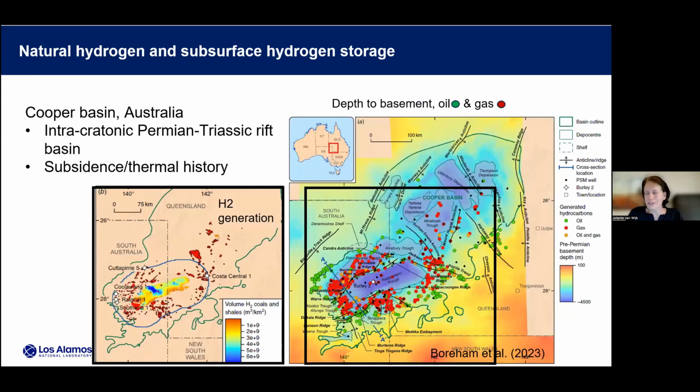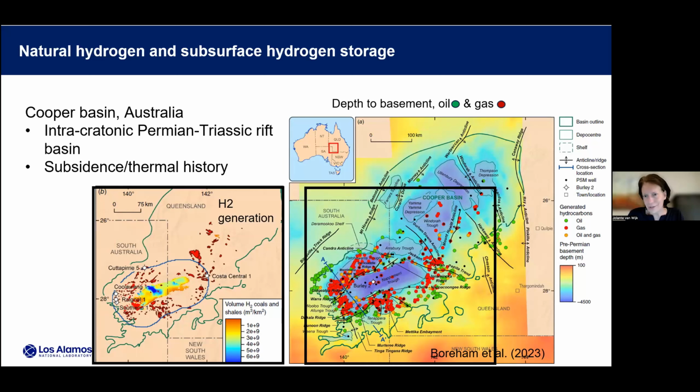I brought an example of a study that I really liked from the Cooper Basin in Australia, and the work that they've been doing there to understand the generation of natural hydrogen, organic natural hydrogen. The Cooper Basin, shown on the map towards the right, is actually a rift basin, an intracratonic Permian-Triassic rift basin. The map shows in the colors depth to the pre-Permian basement, and as you can see with the dark blue colors, there are zones where the basement is very deep. The red dots on the map show gas wells, and the green dots are oil wells.